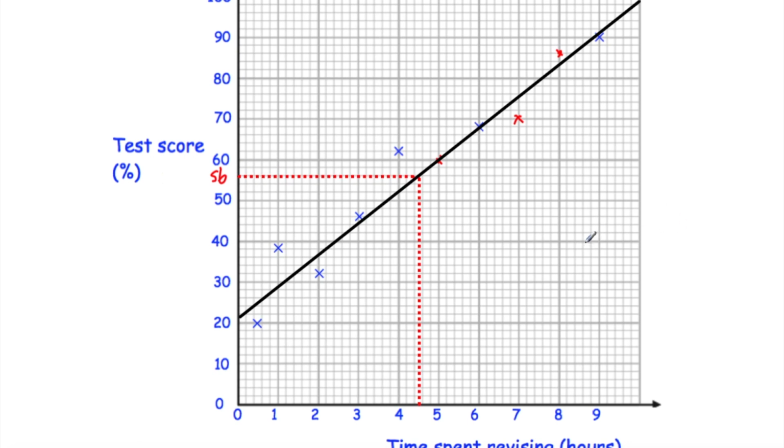Now, if your line of best fit is slightly different, you may have got 55 or 57% or something like that. But as long as you've used your line of best fit properly and gone from 4.5 up and then across, without going up or down or whatever, then you should get the mark. So that's it. So 56%.